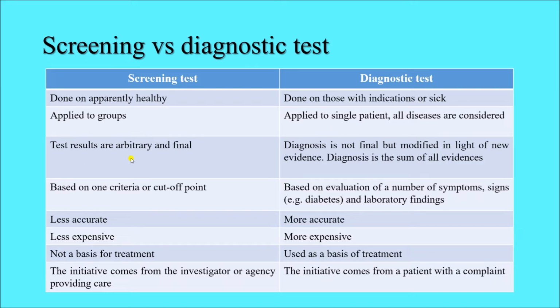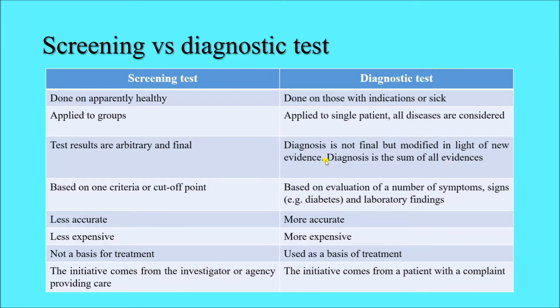The test results are arbitrary and final based on one criteria or cutoff point. So generally there is certain kind of cutoff value or criteria. If the cutoff point is crossed or reached, or the criteria is fulfilled, maybe we say that the person has screened positive for that disease. So this test result is arbitrary because screening test positive does not mean that the person has the disease. Similarly, screening test negative does not mean the person does not have the disease. So that is why the result can be arbitrary. It is not confirmatory. And this is the final. So either you say that the person has screened positive, or you say the person has screened negative.